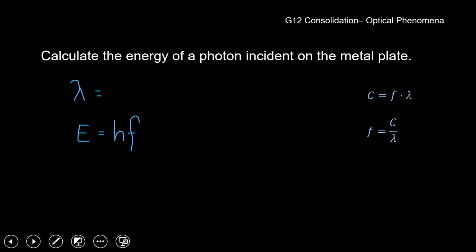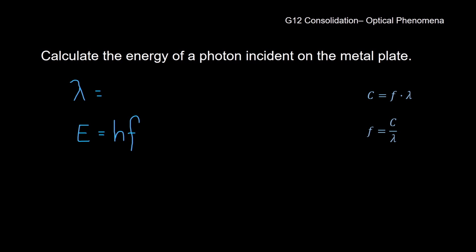So frequency is about the light. Work function is about the electrons. So what is the threshold frequency? The threshold frequency is the minimum frequency of the light in order to emit electrons from the surface of a metal. Now, calculate the energy of a photon incident on the metal plate.